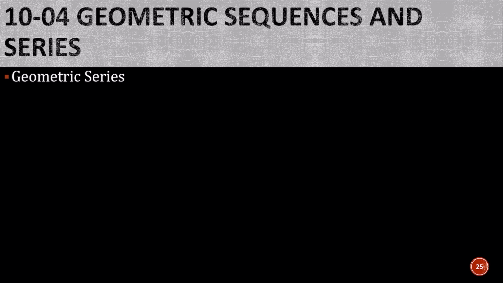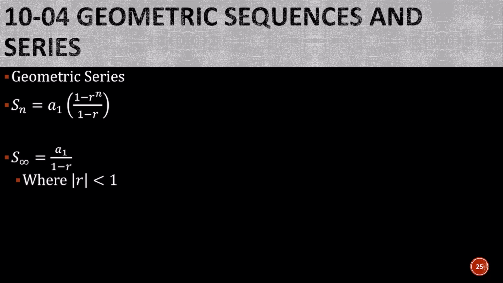All right, now if we talk about the series, the formula for the sum of a geometric series is Sn equals a1 times 1 minus r to the n over 1 minus r. If you want to see where that comes from, feel free to look it up. If it's an infinite geometric series, it becomes a1 over 1 minus r. But that's when the absolute value of r is less than 1.